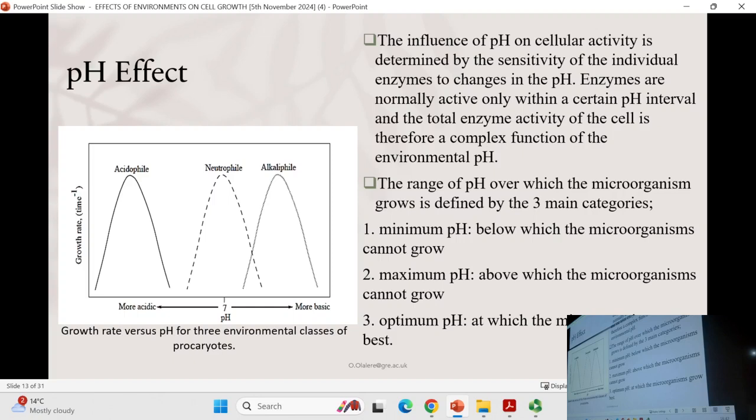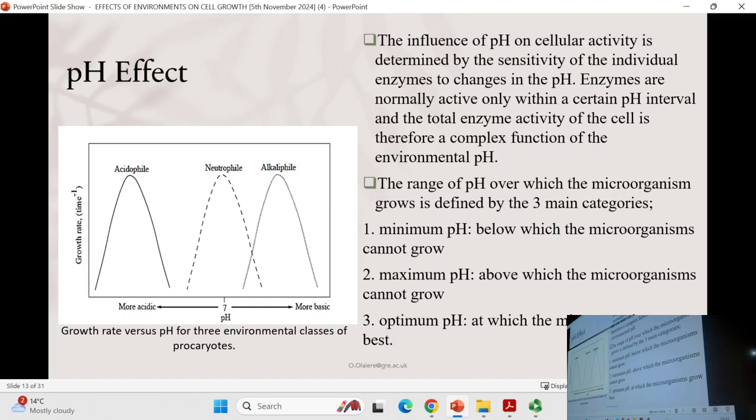So therefore, a complex function of environmental pH. The range of pH over which the microorganism grows is defined by three main categories. The first one is the minimum pH, below which the microorganism cannot grow. Then we have the maximum pH, above which the microorganism cannot grow. Then we have the optimal pH at which the microorganism grows. So we have the minimum and the maximum, and between the minimum and the maximum, we have the optimal. Exactly.